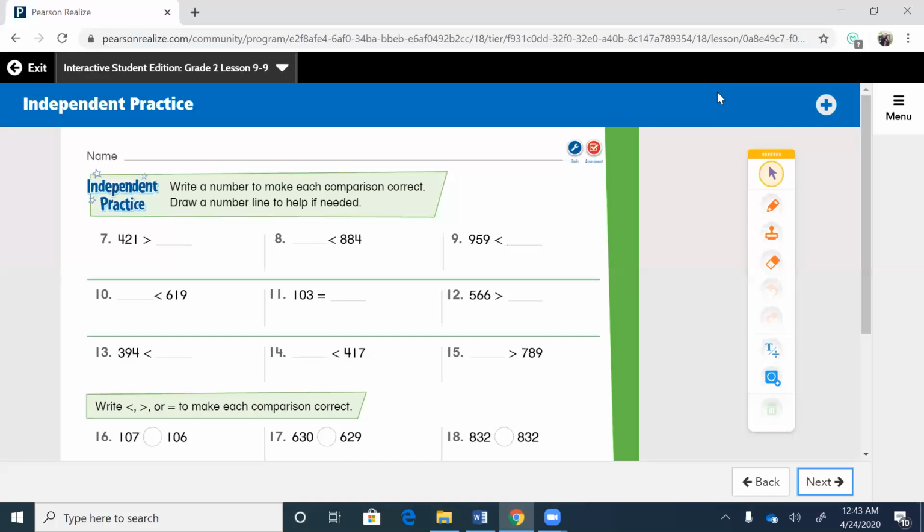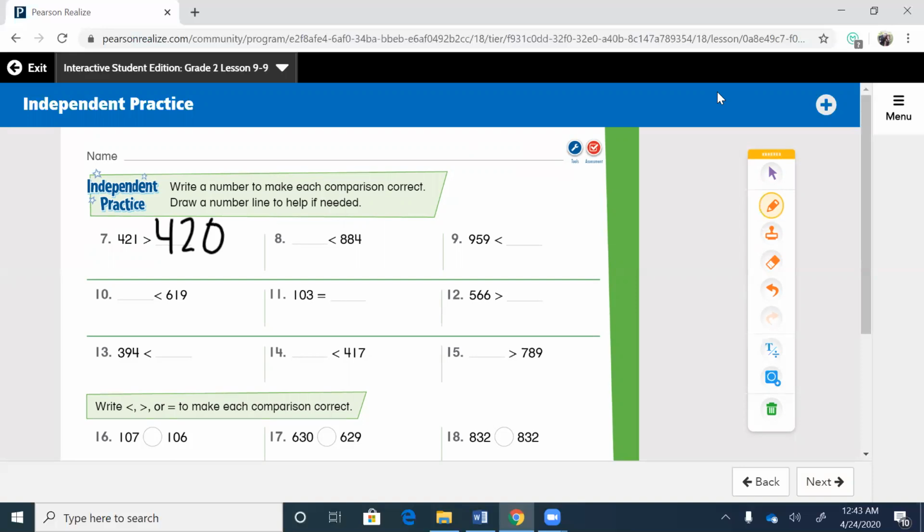It's eating 421, so we need a number that is smaller than 421. I'll just go one less than and put 420. So it reads 421 is greater than 420.